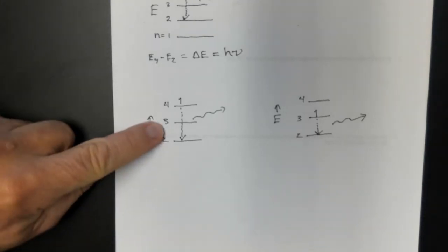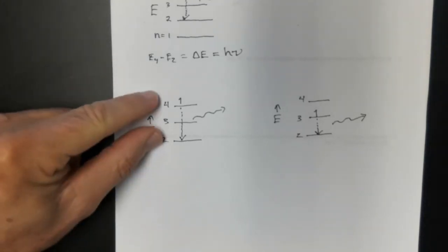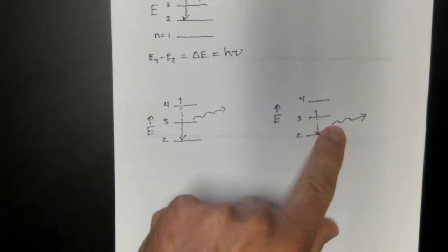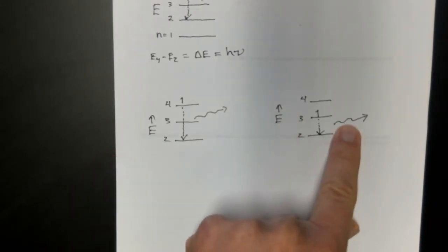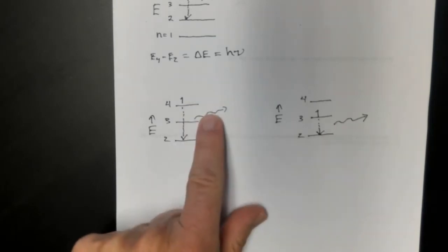Now, these photons are going to have different energies. This one will be a higher energy photon, because the energy change here is greater. It's going from 4 to 2. This one will be a lower energy photon because the energy change is smaller. It's just going from 3 to 2. Lower energy photon, higher energy photon. Just think about that for a second.